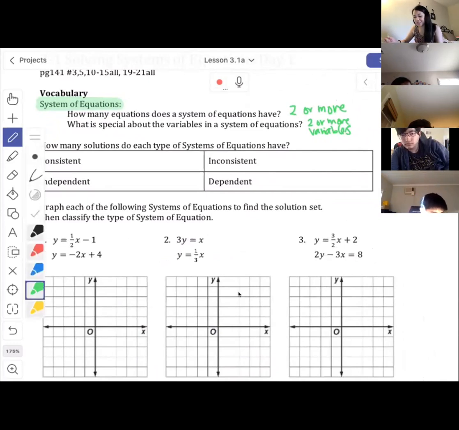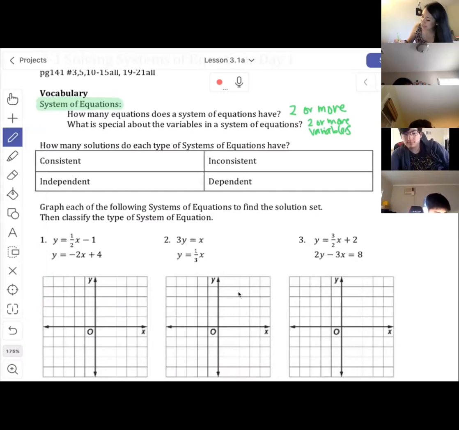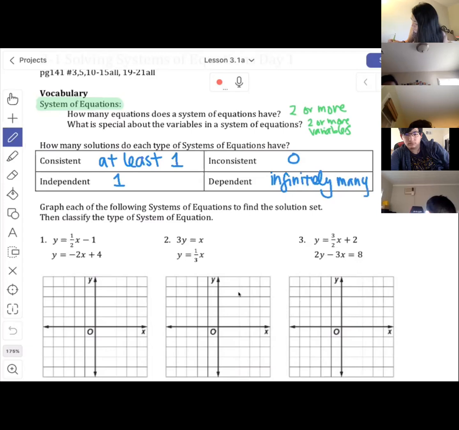Now, it's called consistent if there's at least one solution. It's called independent if there's exactly one solution. It's inconsistent if there are 0 solutions, and it's dependent if there's infinitely many solutions.